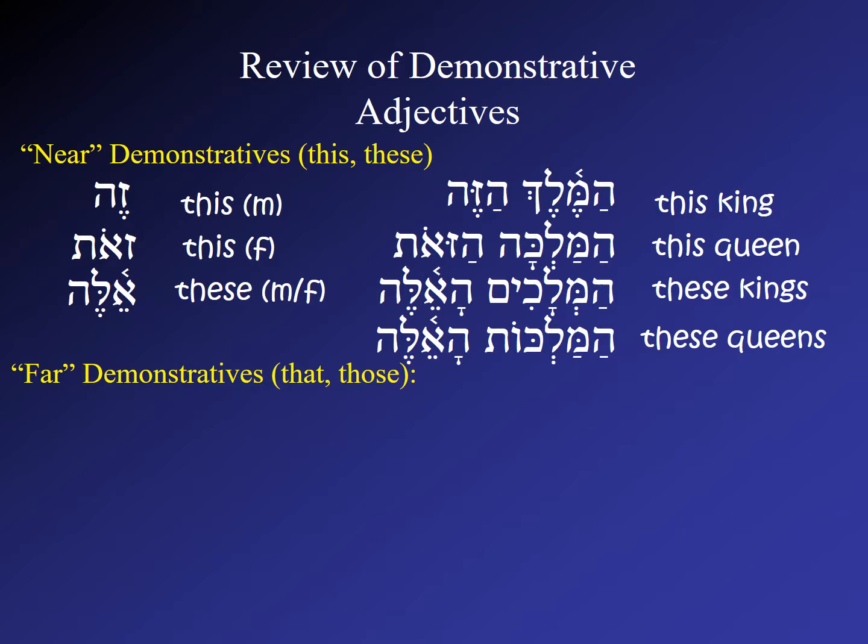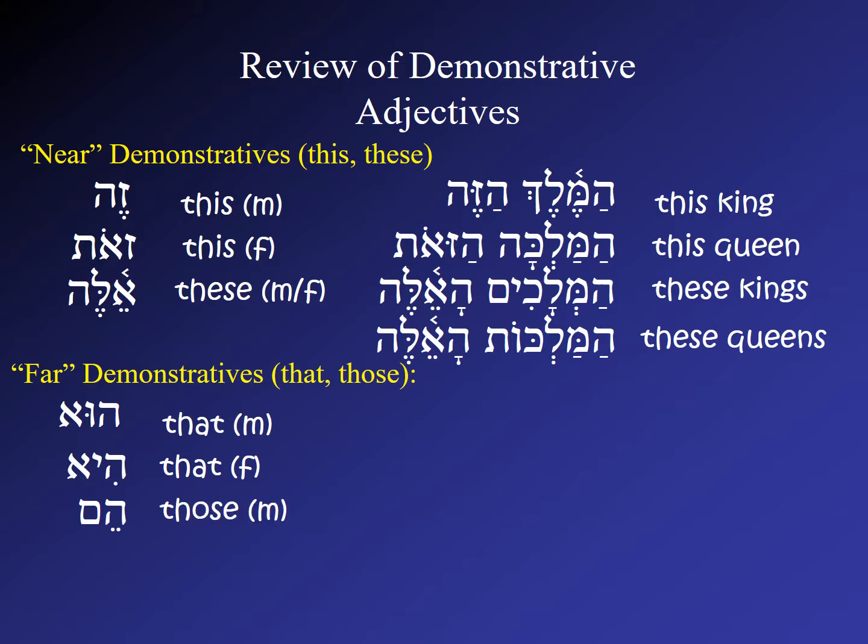We can also have a far demonstrative, that's indicating something away from you, so that or those. For the far demonstratives, we simply use the third person forms of the independent personal pronouns. So hu, which can mean he, when used this way, means that. Hi, which can mean she, when used this way, means that feminine. Hem means those, masculine. And hen means those, feminine.